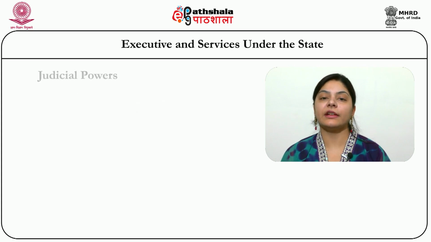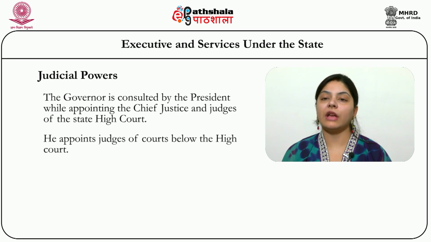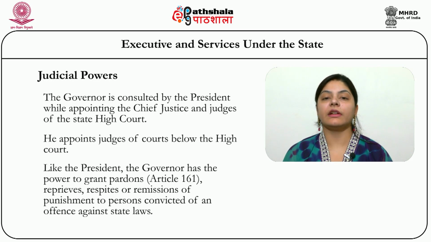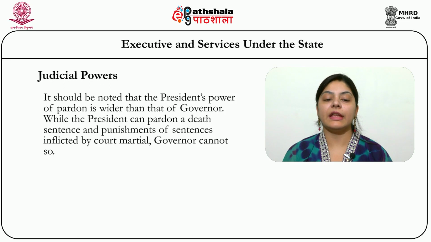Likewise, he exercises certain judicial powers. The governor is consulted by the president while appointing the chief justice and judges of the state high court. He appoints judges of courts below the high court. Like the president, the governor also has the power to grant pardons, reprieves, respites or remissions of the punishment to persons convicted of an offence against state laws. It should be noted that the president's power of pardon is wider than that of the governor. While the president can pardon a death sentence and punishments of sentences inflicted by court martial, the governor cannot do so.